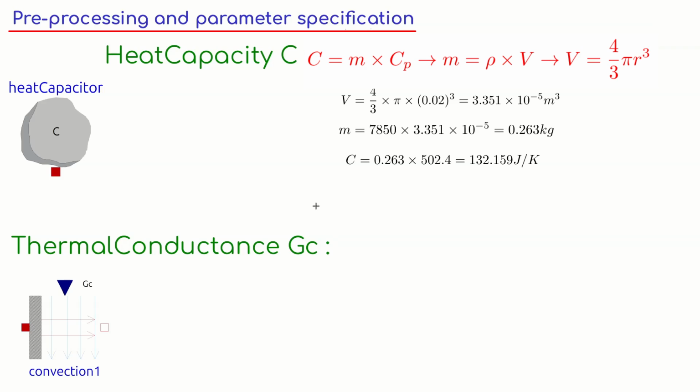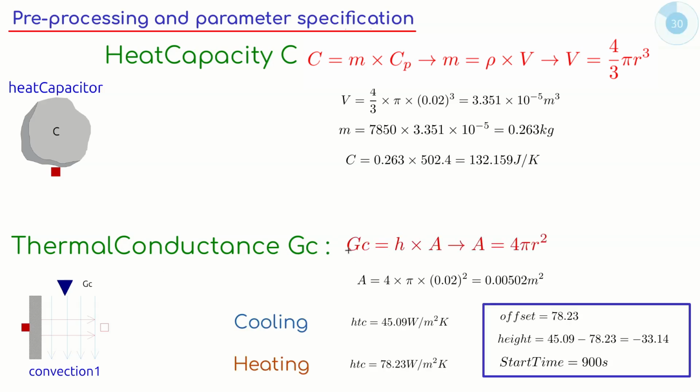Similarly, for thermal conductance GC, we can say that GC is H times A, and A is 4 pi r square. So for cooling, we have the HTC value of 45.09, and for heating, we have the HTC value of 78.23, and the surface area being 0.00502 meters square.